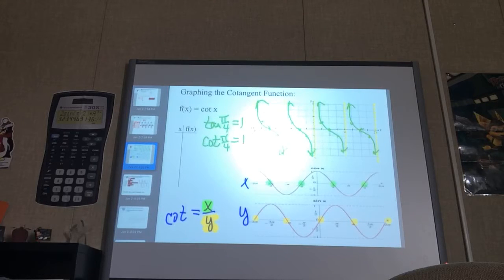So this graph goes 0, pi over 2, pi, 3 pi over 2, and 2 pi. And the y values go undefined, 0, undefined, 0, undefined.